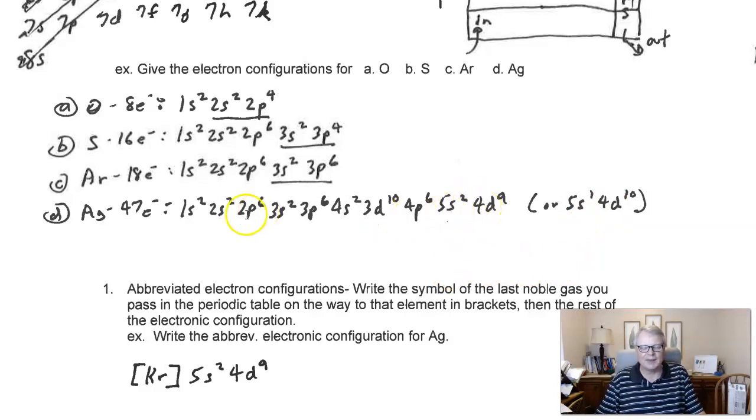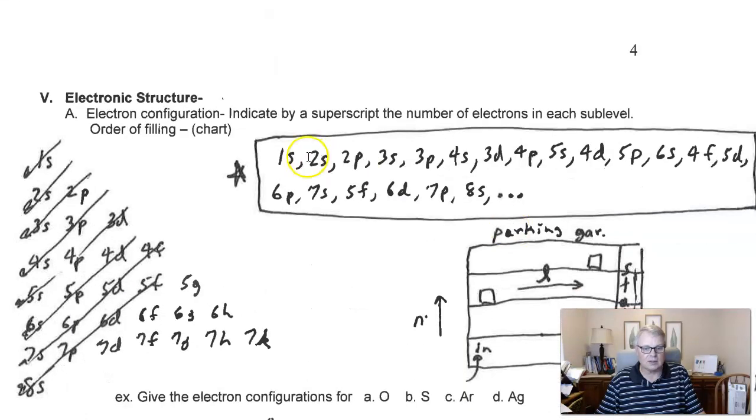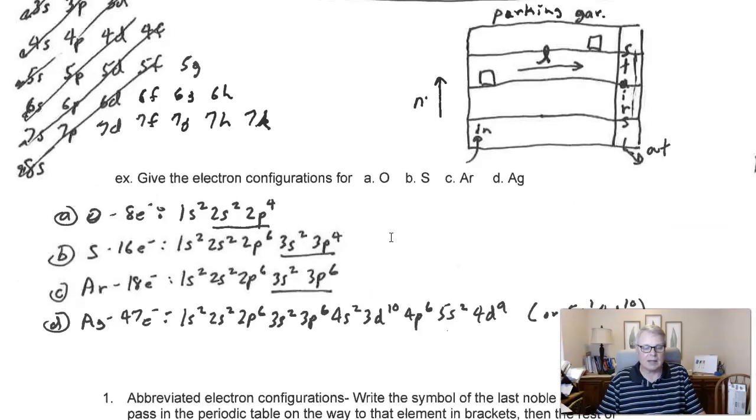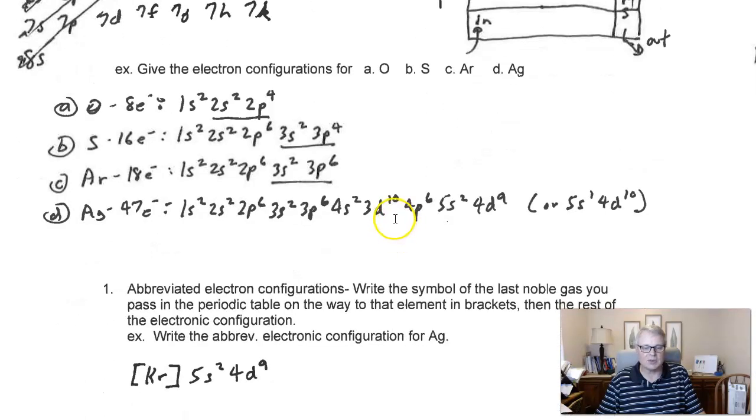Okay? Can you do this? If I gave you an element and said, write me the electron configuration for it, could you write it for me? You just start here and keep filling them up. Aren't you glad I didn't give you something like bismuth, with 83 electrons? That'd be horrible, wouldn't it? Well, that's pretty long.